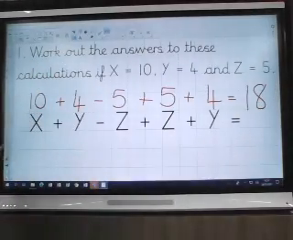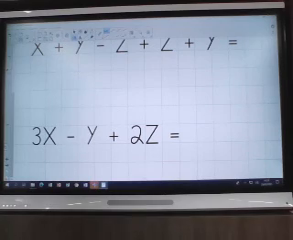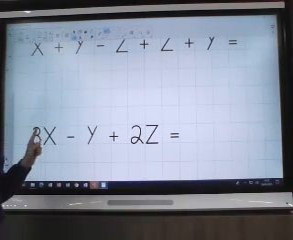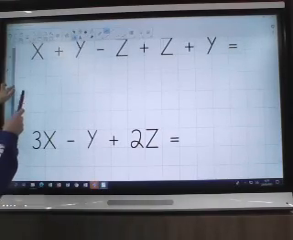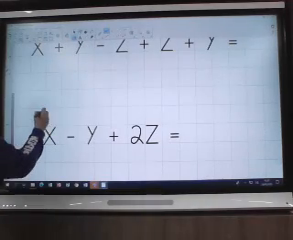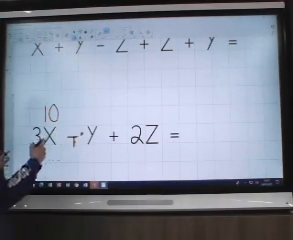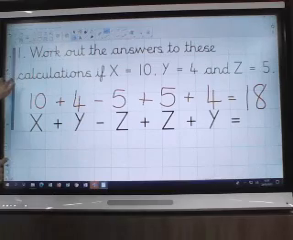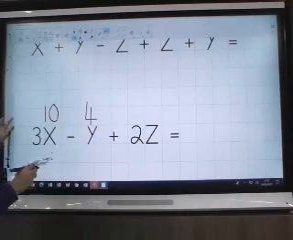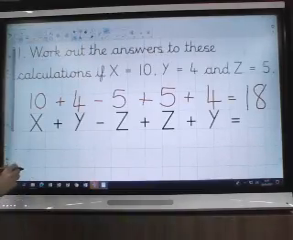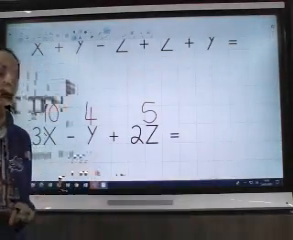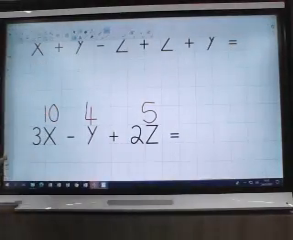Your second part of question 1 then is like this. The numbers are still the same, so you're still using the same parts in your question. X was 10, so let's put a 10 above that one. Y was 4, and Z was 5. So put my numbers above again. But this one is slightly different.